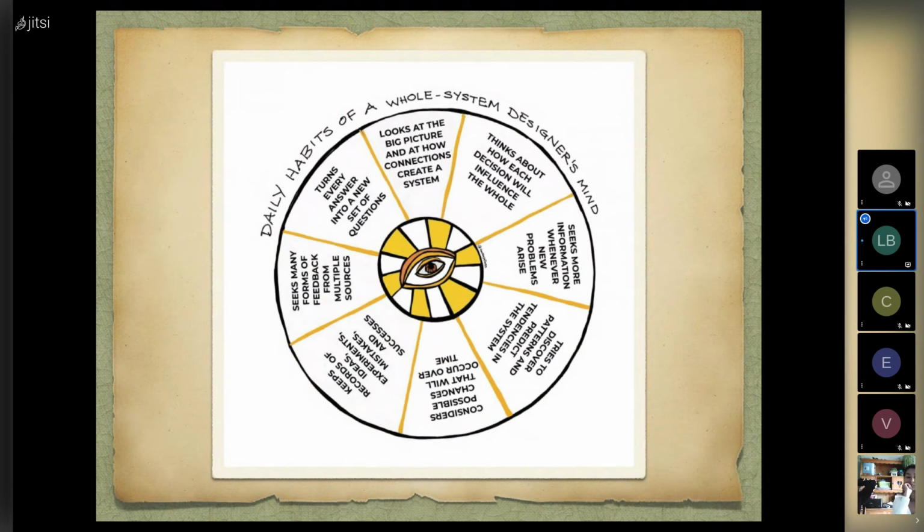And the habits that she talks about are: turns every answer into a new set of questions, looks at the big picture and how connections create a system, thinks about how each decision will influence the whole, seeks more information whenever new problems arise, tries to discover patterns and predict tendencies in the system, considers possible changes that will occur over time, keeps records of ideas, experiments, mistakes, and successes, and seeks many forms of feedback from multiple sources.